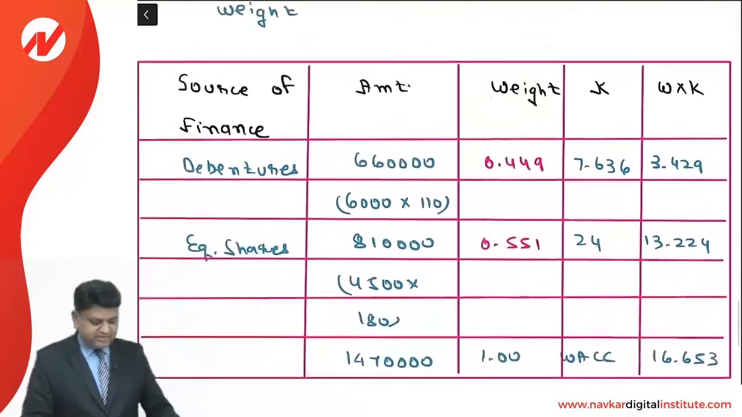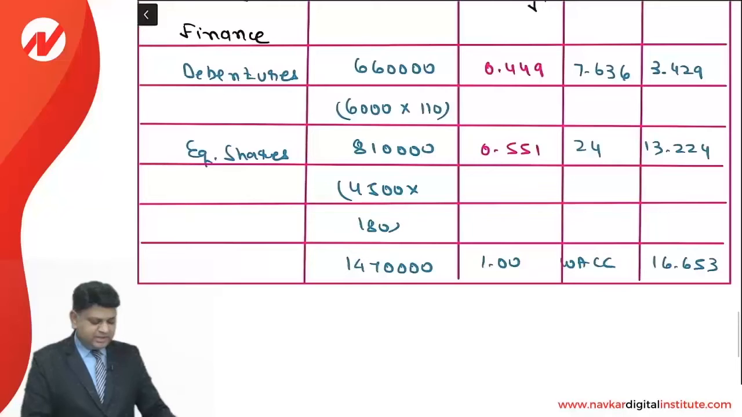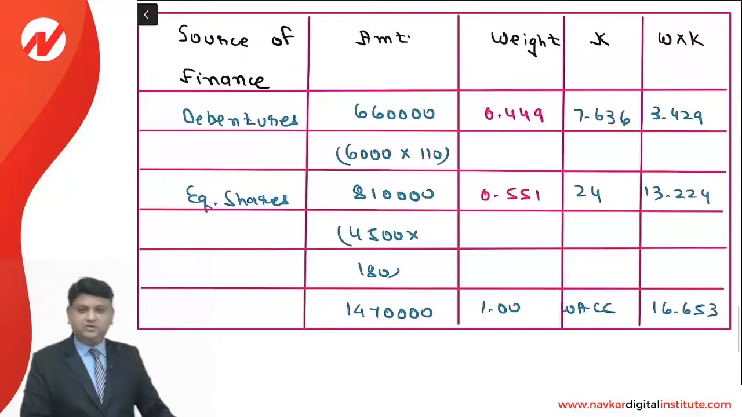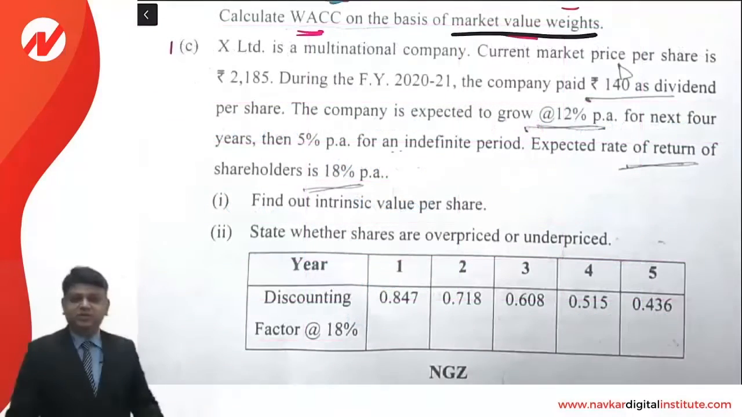Weighted average cost of capital: retained earning does not have its separate market value, its market value is included in the market value of the equity shares. Computing the market value of the security, calculation of the weight, 6,60,000 upon 14,70,000, 8,10,000 upon 14,70,000, multiplying with the respective cost will give the weighted average or overall cost of capital. Next question, question number 1C.